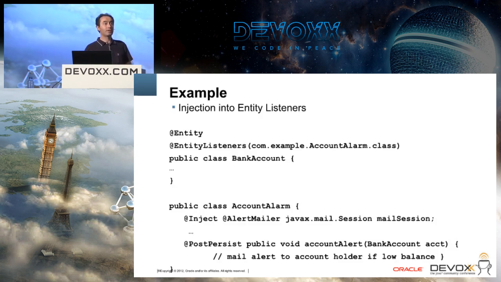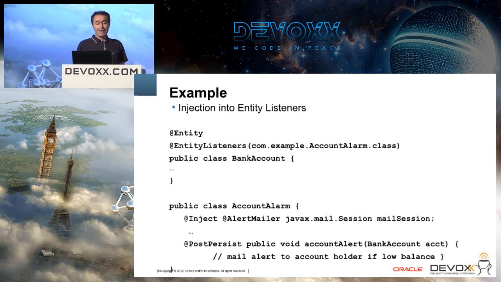They're going to be constructed by the JPA provider talking to CDI. And I think maybe we'll just look at the sample here. We'll give you a better idea. So here's a bank account, and it's an entity, and it has a listener attached to it called account alarm. And this guy's just monitoring. You see here he's looking at post persist in the bottom there. He has an @PostPersist on account alert. So whenever a bank account is committed to disk and it's persisted, it's attached, then we're going to get a callback here. And in that callback, we can do whatever we want.